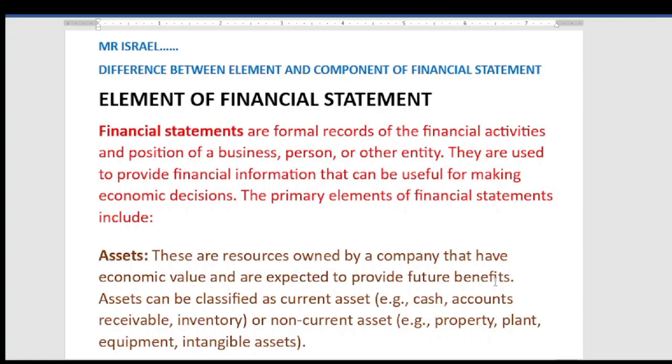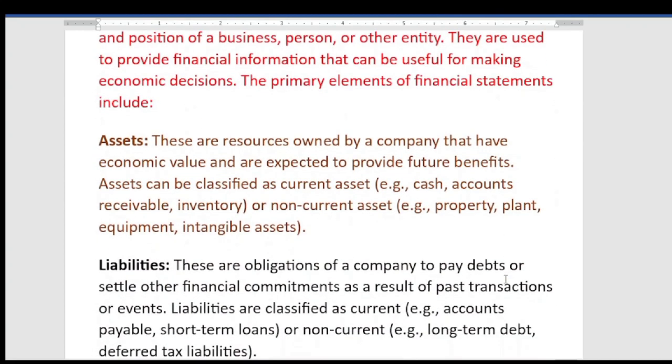Now, asset does not stand on its own in a financial statement. It doesn't. Asset will have current assets and non-current assets. The current assets will have cash, receivables, and inventory, and the non-current assets will have the PPE. We all know this. But the aim is for us to know the elements of financial statement. Asset is one of the elements of financial statement. Let's move to the second one.